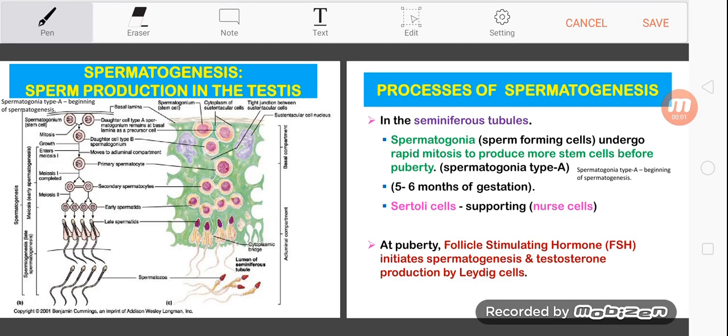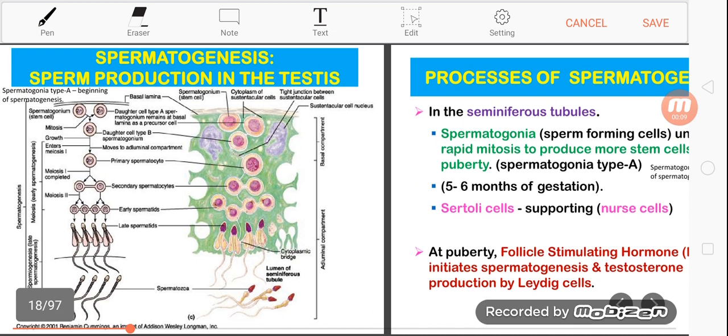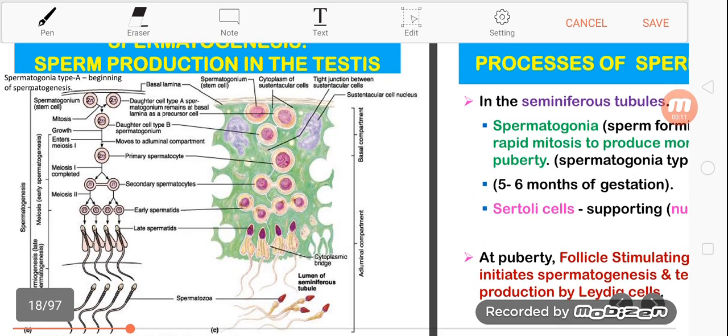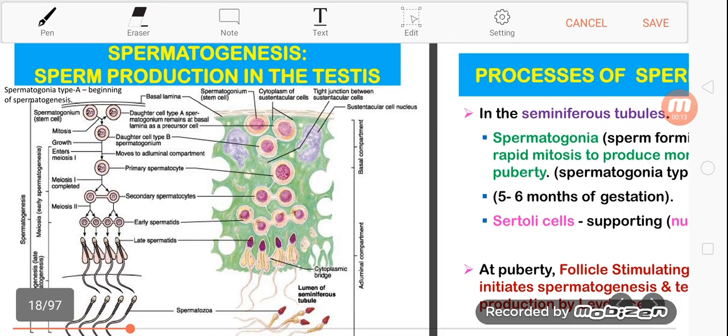Now let's continue on sperm production, the spermatogenesis process itself. This slide is the overview of the whole process. We can see mitotic division, meiotic division 1 and meiotic division 2.